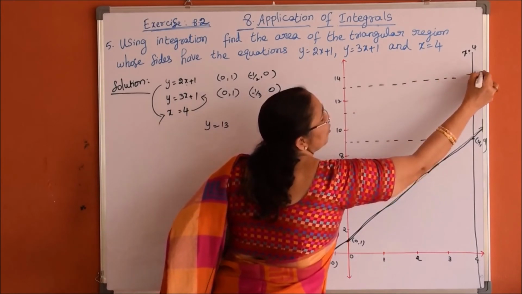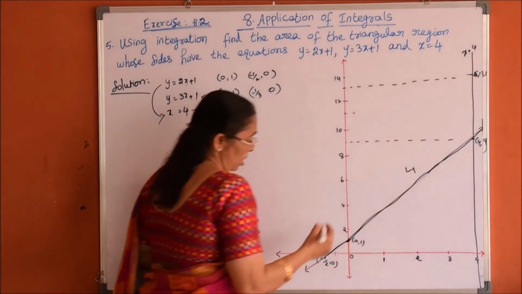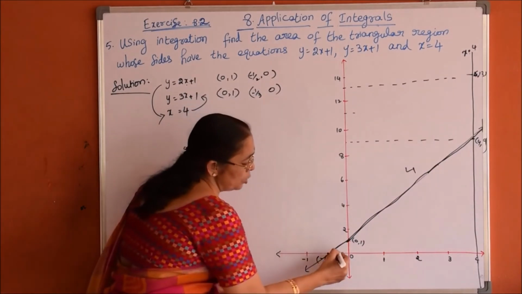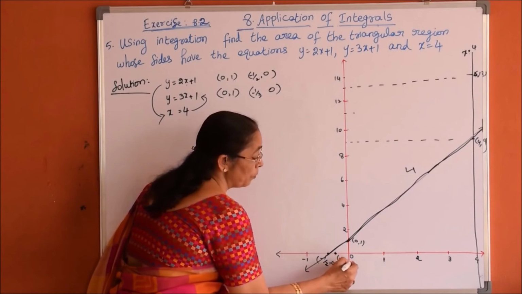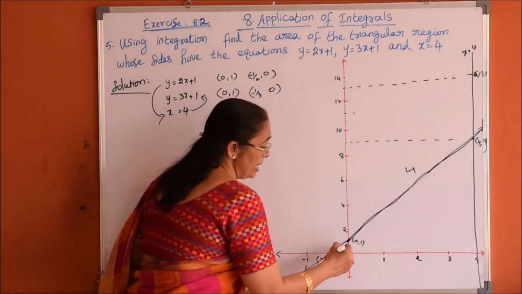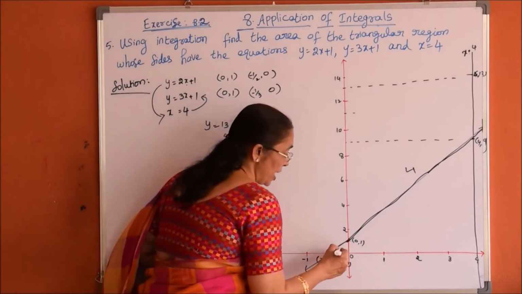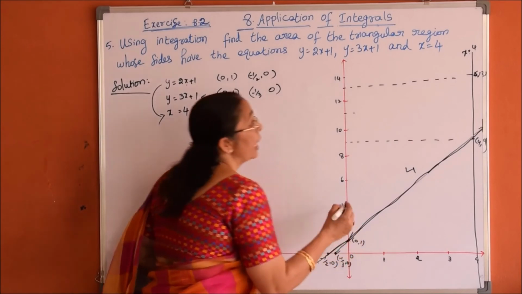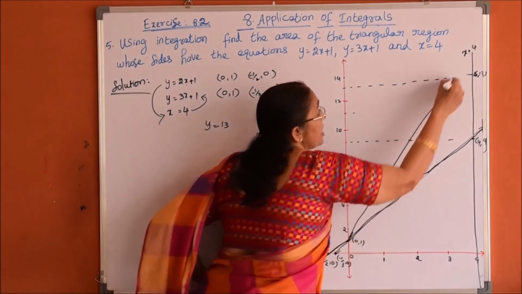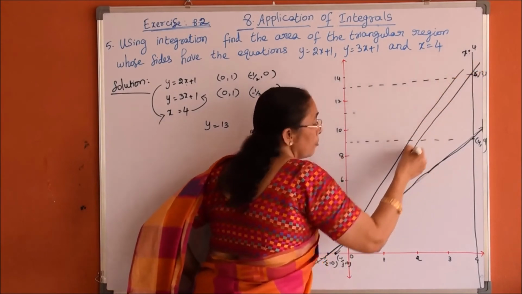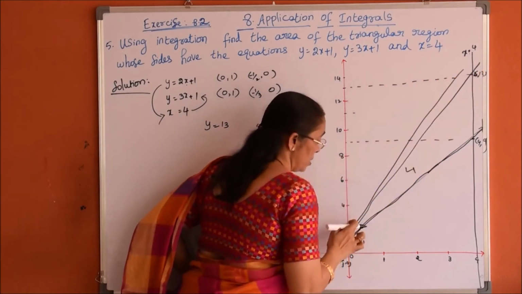This point is 4 comma 13, and the second straight line is passing through one point, minus 1 by 3 comma 0, and another point, again this 0 comma 1. So, the straight line intersects the line x is equal to 4 at 4 comma 13. It should be like this.